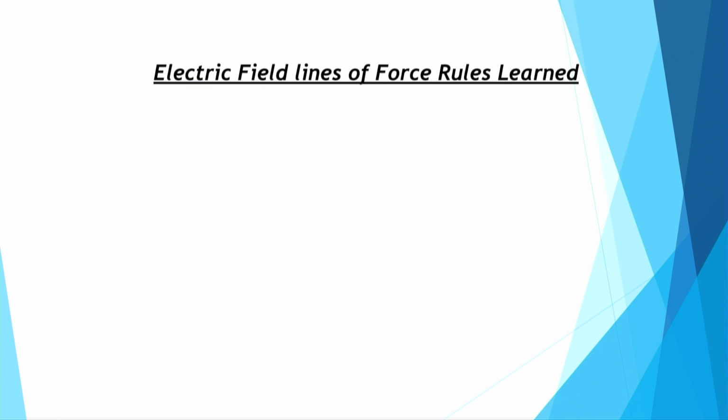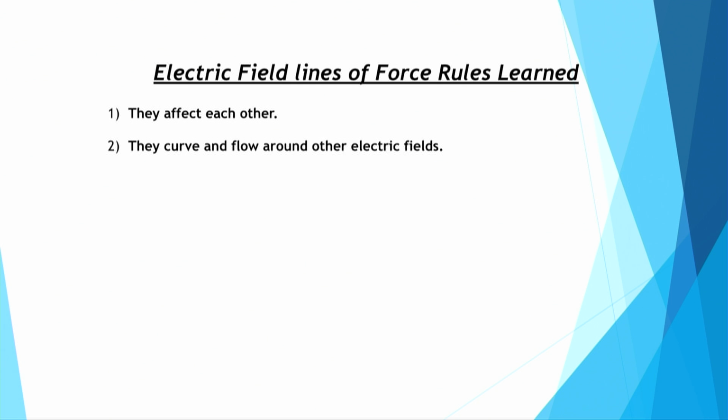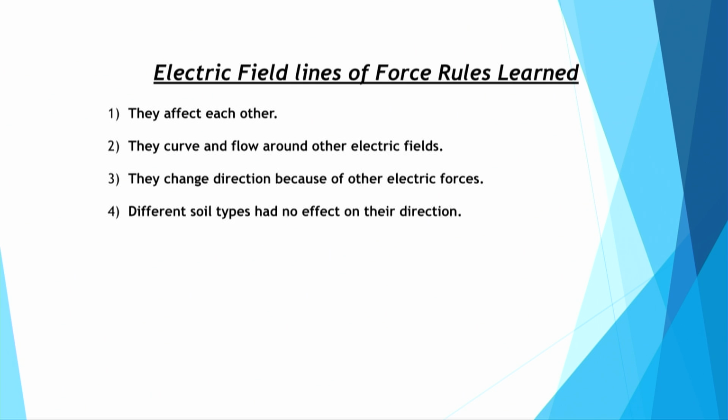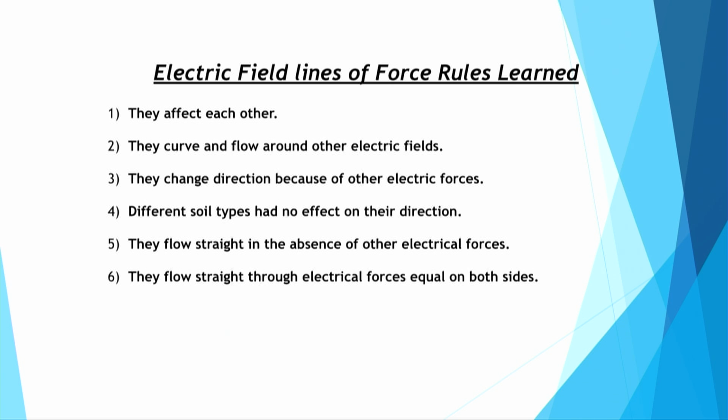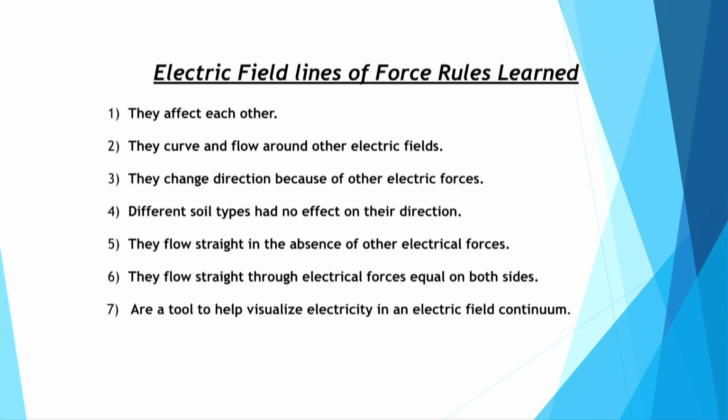The electric field lines of force rules learned. One, they affect each other. They curve and flow around other electric fields. They change direction because of other electric forces. Different soil types had no noticeable effect on their direction. They flow straight in the absence of other electrical forces. They flow straight through electrical forces equal on both sides. They're a tool to help visualize electricity in an electric field continuum.